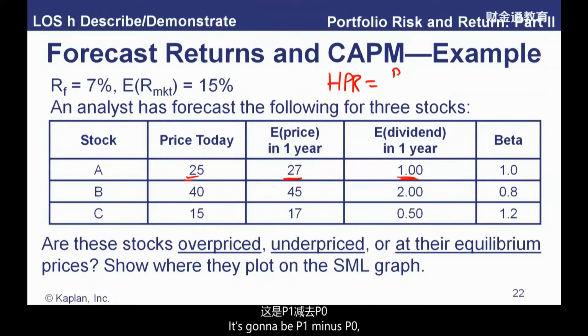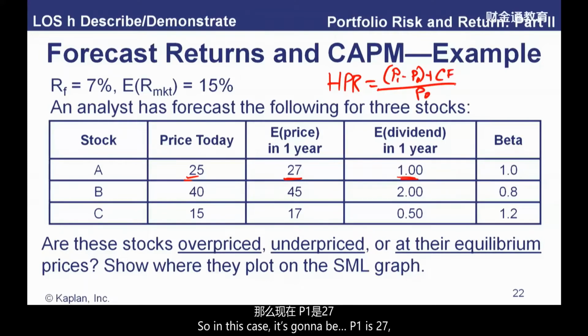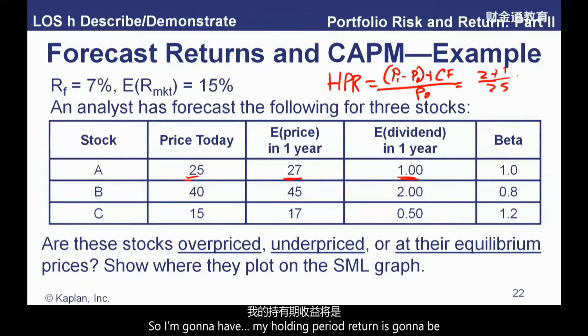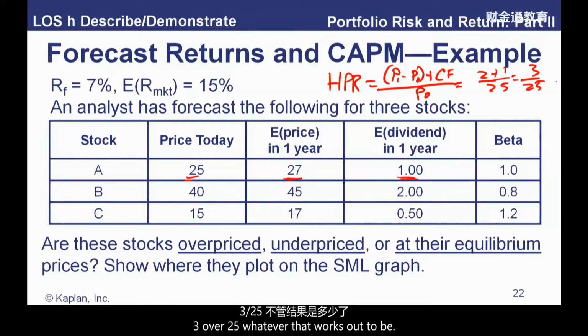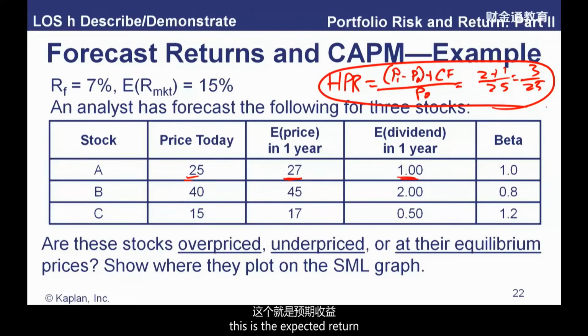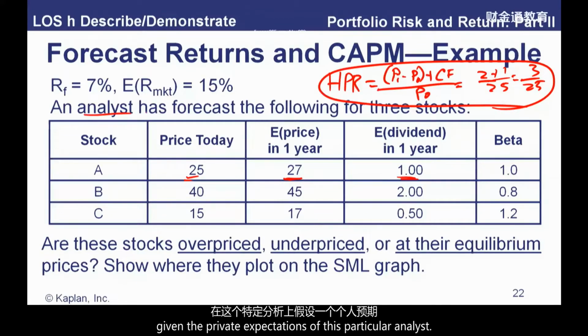It's going to be P1 minus P0 plus any cash flows that I receive, divided by P0. In this case, P1 is 27 minus 25, so it's a $2 capital gain plus a $1 dividend. I'm investing $25 today, so my holding period return is going to be 3 over 25, whatever that works out to be. So that's great. This is the expected return given the private expectations of this particular analyst.